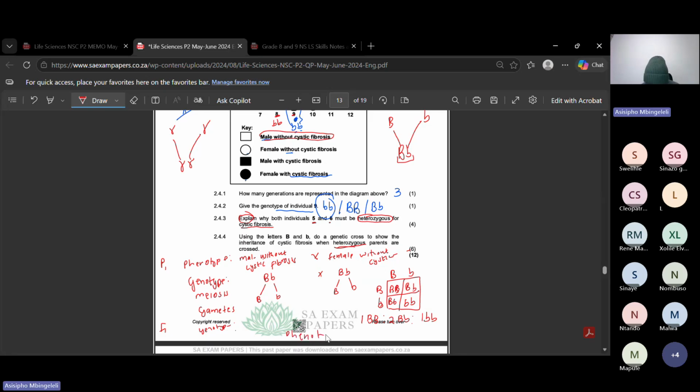Phenotype. This would be 3 without cystic fibrosis. Where am I getting the 3? It's this one here, and then these 2. Both these genotypes represent individuals or offspring without cystic fibrosis. And then you will say 1 with cystic fibrosis. Okay, ask me questions.